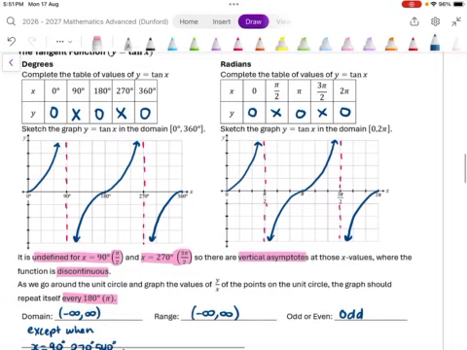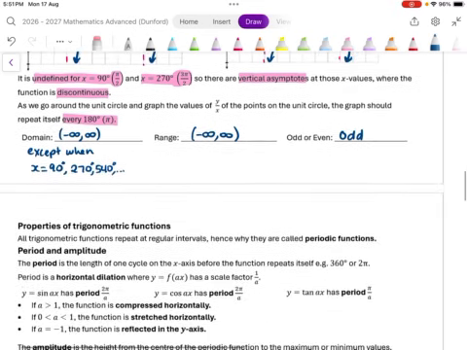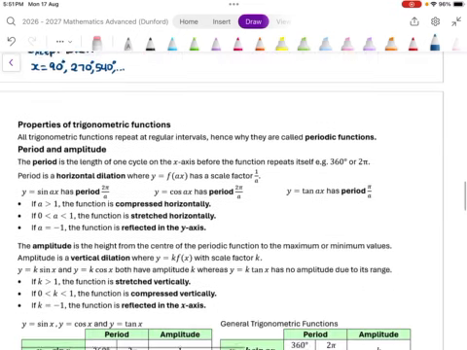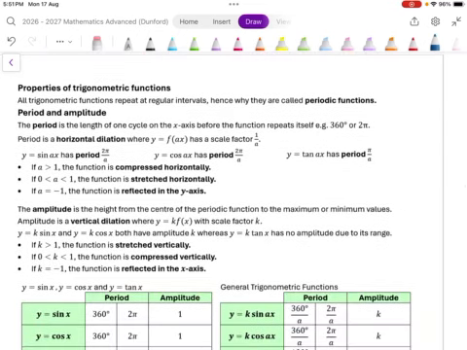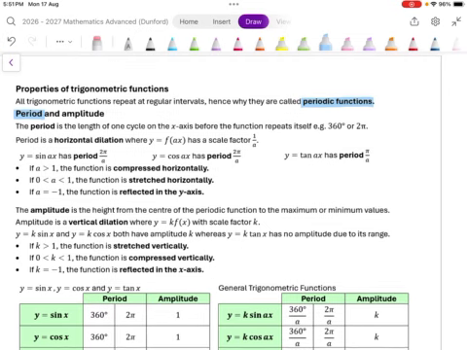Now, it's really important that you know what those three parent functions look like when we are going to now have a look at translating them and their properties. So, all trigonometric functions repeat at regular intervals. That's why they are called periodic functions. Okay, so what we have is periodic functions. We are talking about our period to start off with. So the period is the length of one cycle on the x-axis before the function repeats itself, e.g.